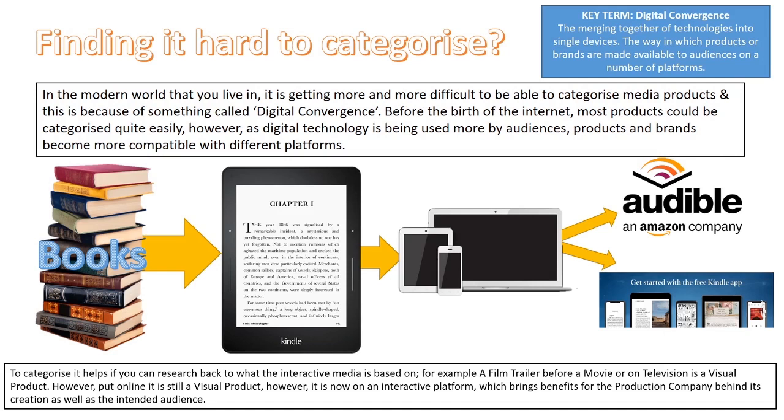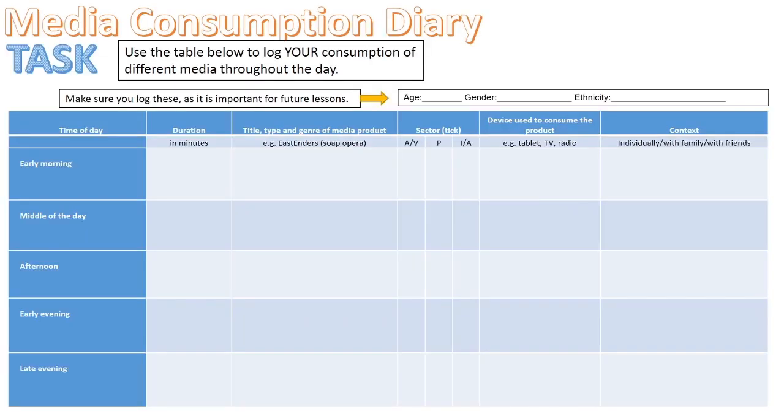And what you have to understand is that there's a difference between a product, where that product fits within a sector, and now how digital convergence is affecting different products and how they've developed. And we will go into that more in future lessons.